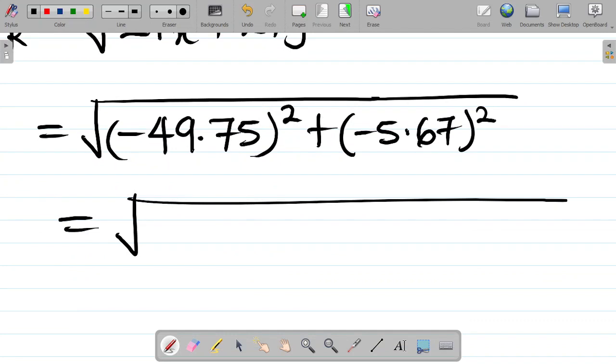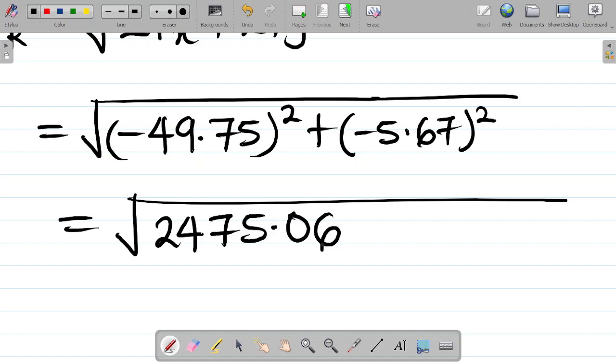Don't forget that if you're typing the minus 49.75, you should put it in brackets. So open a bracket, type in minus 49.75, close the bracket, and then square it. If you do that, you have a positive answer of 2475.06 approximately, in 2dp. Plus, for the next one, open a bracket, type in minus 5.67, then square that, you have your answer as 32.15 in 2dp.